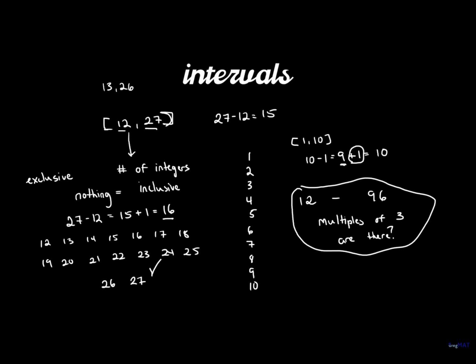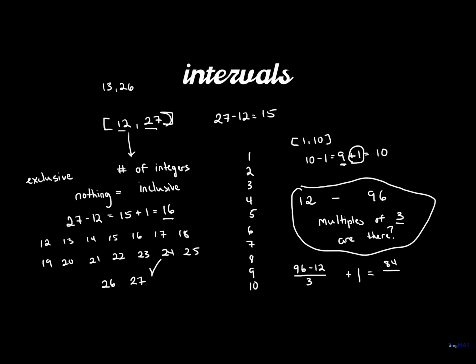Okay, everybody. So this is very similar to what we did here. We take the 96 and subtract the 12, and then we add 1. The problem is this is a very big number and it just doesn't make sense. So what you have to do is take the last number, subtract out the first number, and then divide by the multiple, 3. This is the formula. It's going to be 96, which is the last one, minus 12, which is the first one, divide that by the multiple, and then add 1. So what's that going to equal?